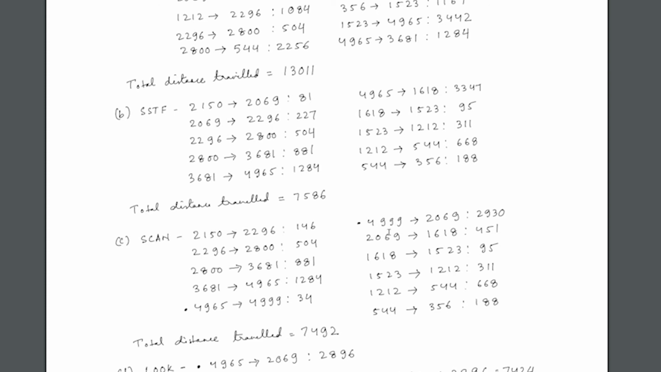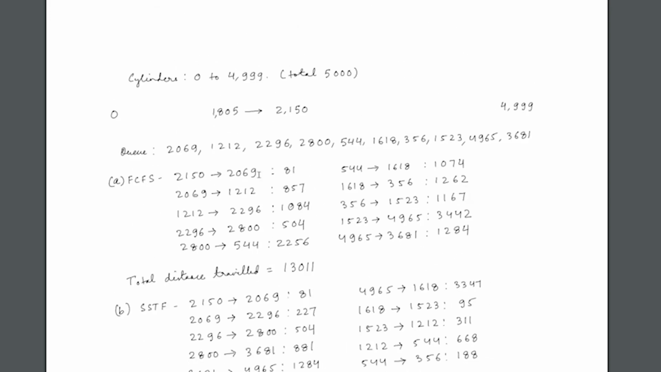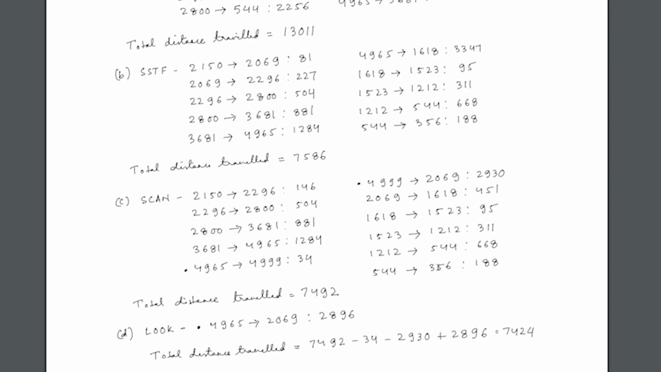From 2069, it is going to go to the next smaller number, because now it is going from right to left. And then it will stop at 356. From 356, I'm not going to go to 0, because at 356, all the requests have been successfully handled. Of course, in real disks, the heads always keep going from 0 to 4999 and back. But here our queue is limited, so we are going to stop at 356. And the total distance is the sum of all of these numbers, and you have 7492.